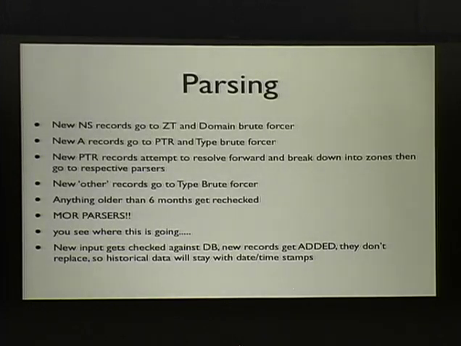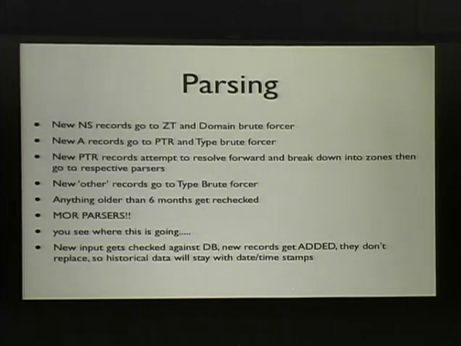So any new name server record that it sees, it automatically sends to zone transfer. It finds a new domain, it tries to do the domain brute force. New A records go to pointer records, and then it does a type brute force. So it tries all 200 types that I know of and sees if it has a record for that A record in a different type. New pointer records that mass resolve comes back from, and yes, it's continually going and continually updating.